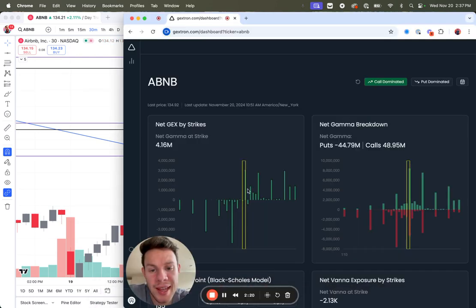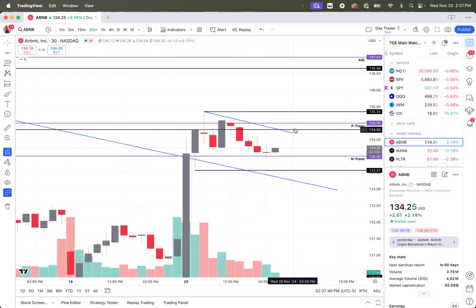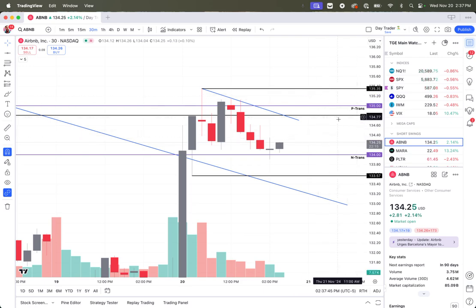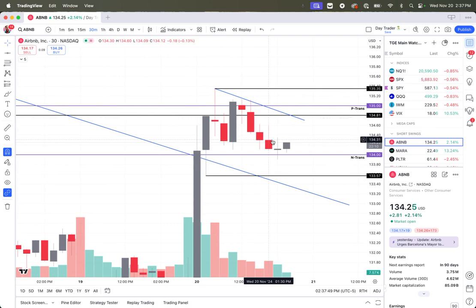And we can look at that here. You can see here we have 135 and then 137. This is the next positive transition. And then also we have this little negative gamma area right here, which is kind of worrisome if it did hit there. But as you can see here with price, N trans and P trans, price action is still staying in here. It can go either way, depending on what the market wants to do with Airbnb.